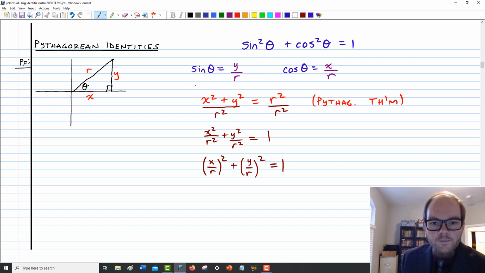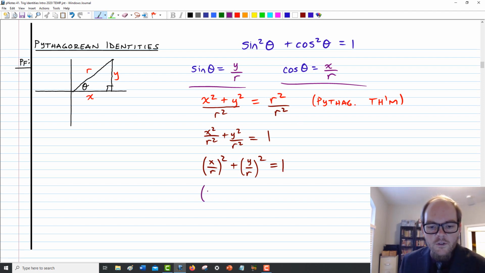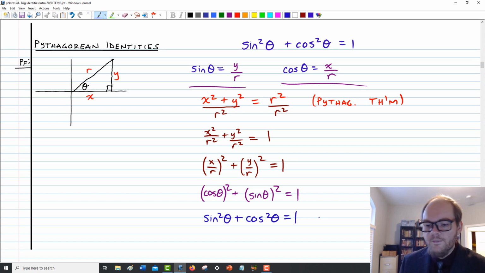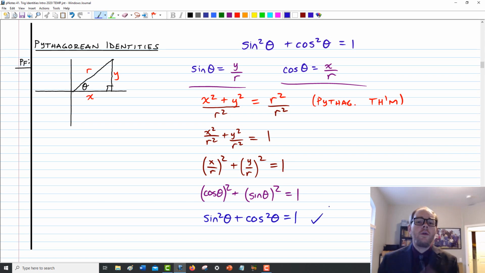But here's the cool thing. We said earlier, sine of theta is y over r, and cosine of theta is x over r. So having done that, we can replace these pieces and point out that the first one is going to be cosine of theta squared, and the second one is going to be sine of theta squared. It's all equal to 1. And then the last move would just be to clean this up and put it back in the order we expect. I'll rewrite this final step using the commutative property. I can rewrite this as sine squared plus cosine squared is equal to 1. And hey, that was exactly what we were trying to do in the first place. Bravo.